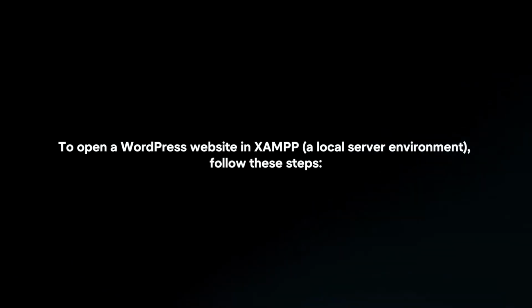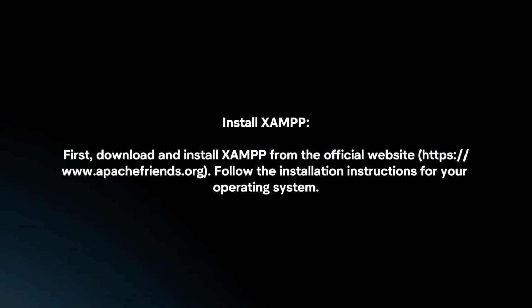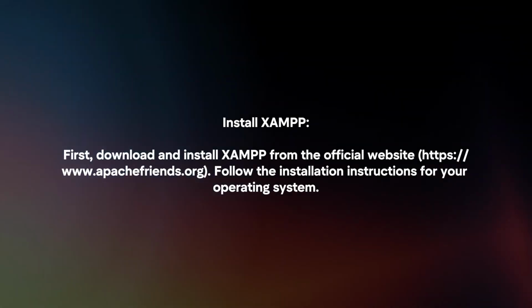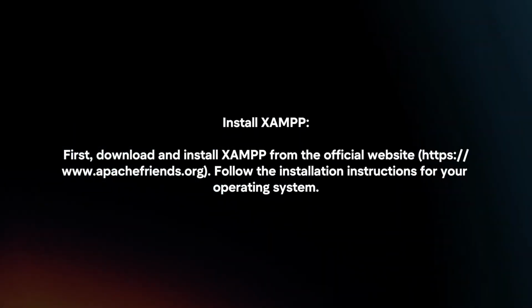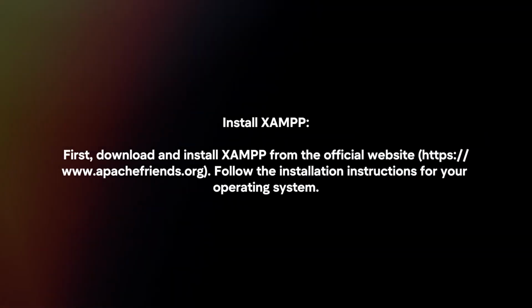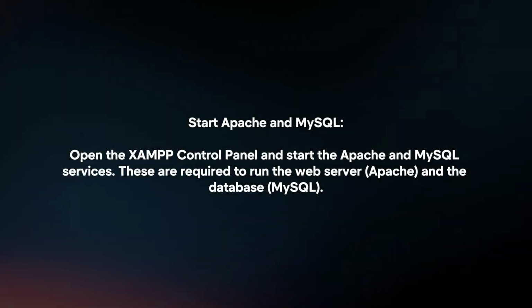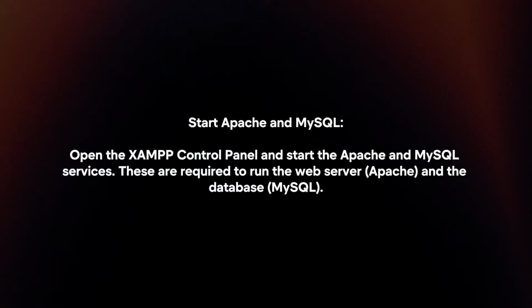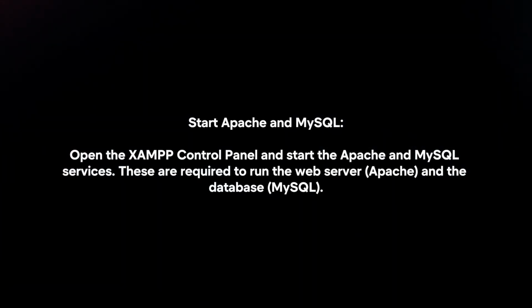To open a WordPress website in XAMPP, follow these steps. Install XAMPP. First, download and install XAMPP from the official website. Follow the installation instructions for your operating system. Start Apache and MySQL. Open the XAMPP control panel and start the Apache and MySQL services. These are required to run the web server and the database.